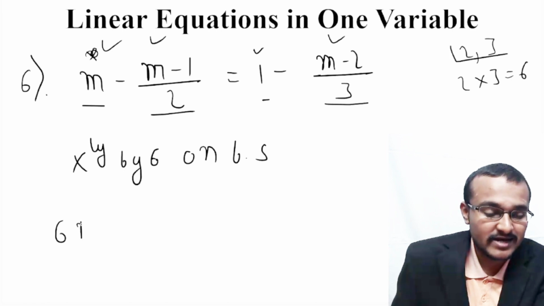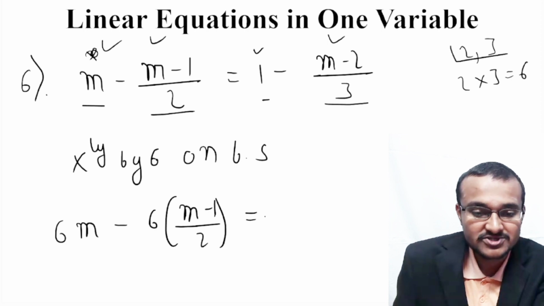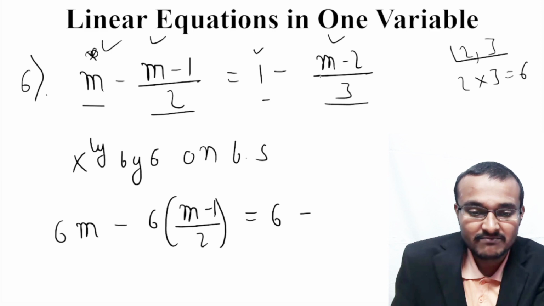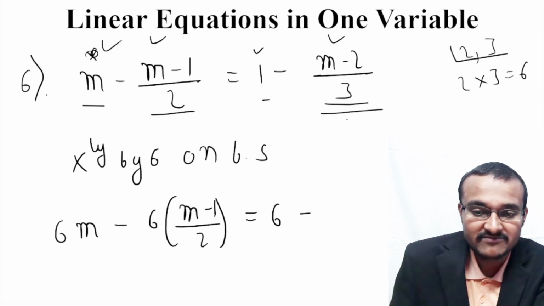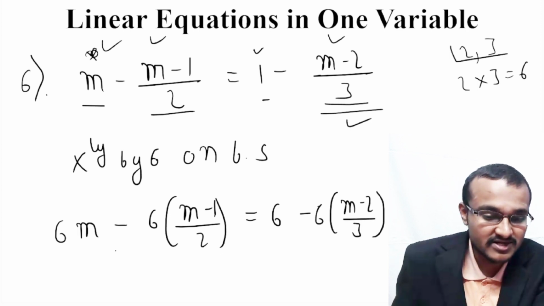So 6 into m will be 6m minus 6 into m minus 1 divided by 2. Similarly, here also 6 should be multiplied with 1, that will become 6, minus 6 should also be multiplied with this second term as well. So 6 into m minus 2 divided by 3. So now we can solve this particular equation.